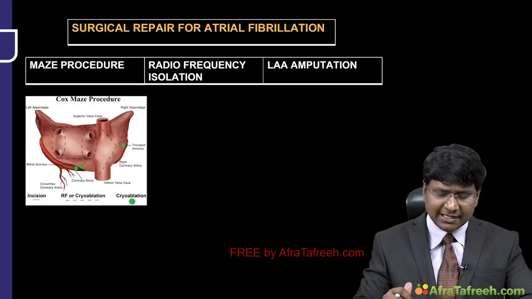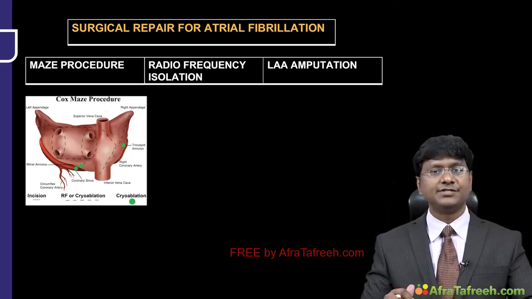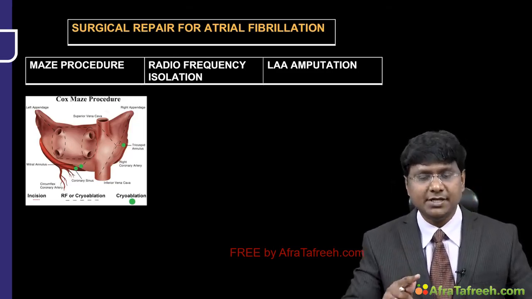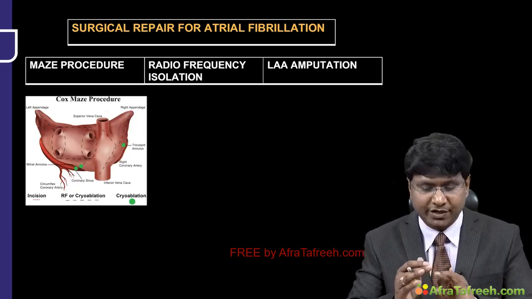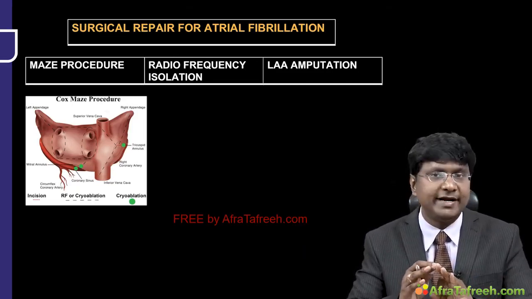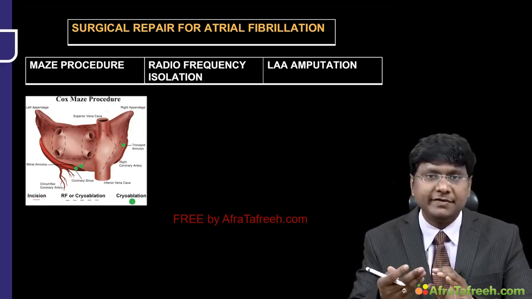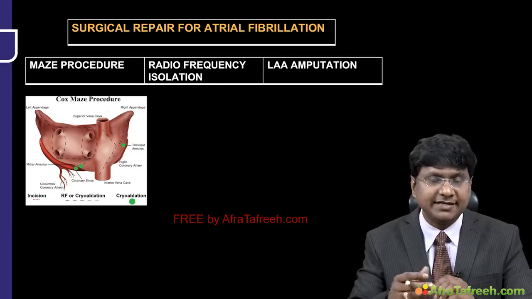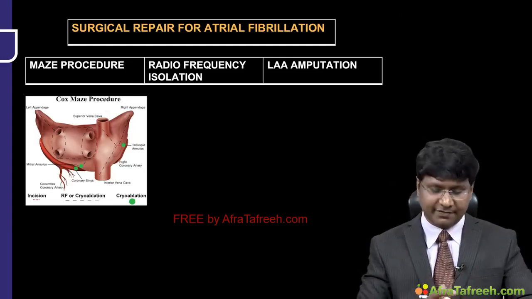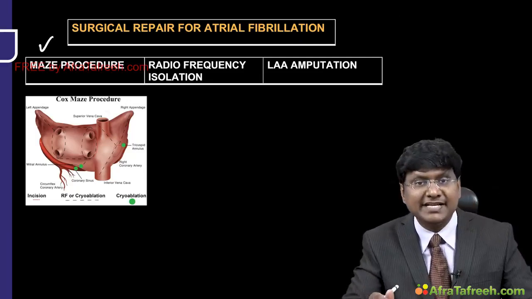Then what are the other forms of surgery for atrial fibrillation? In atrial fibrillation, we need to give anticoagulants, beta blockers, and do medical cardioversion. But if the individual is refractory to medical management, then what are the surgical options for atrial fibrillation? One is the maze procedure.